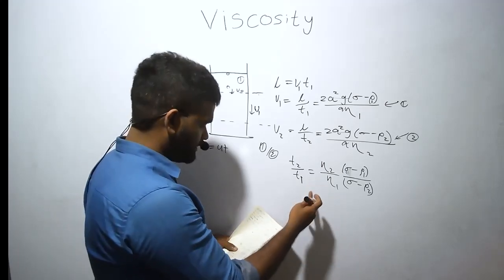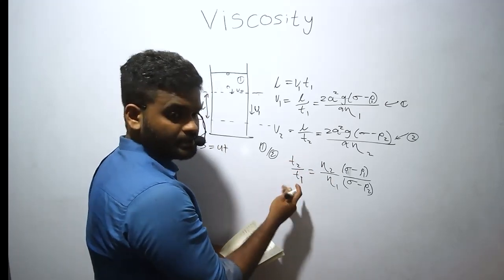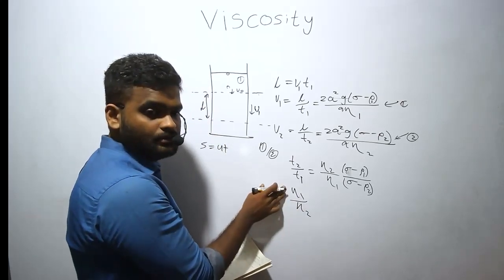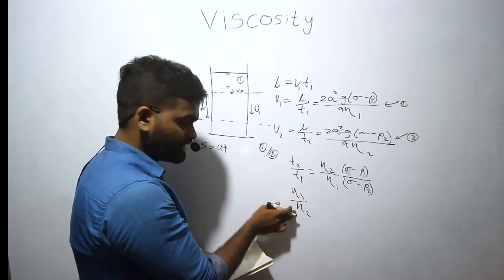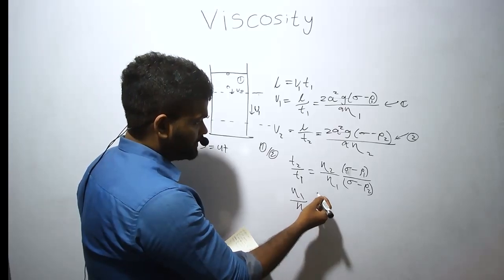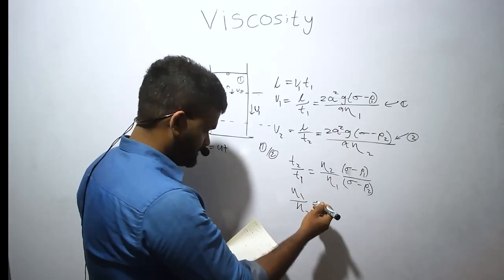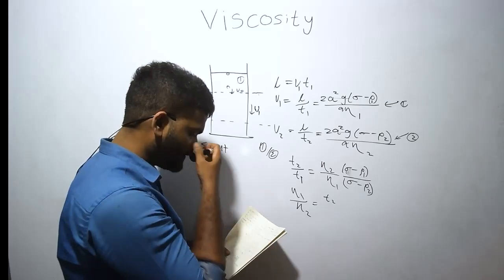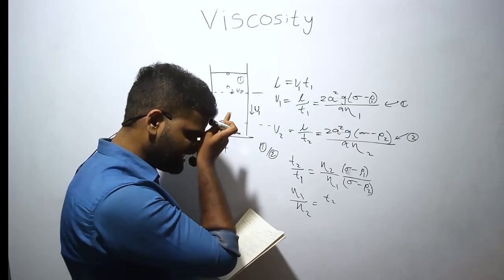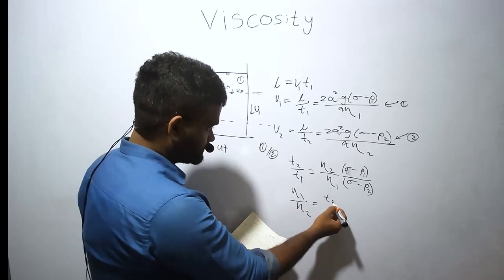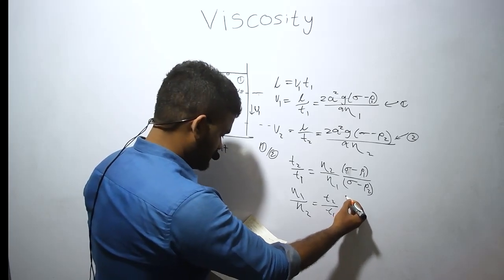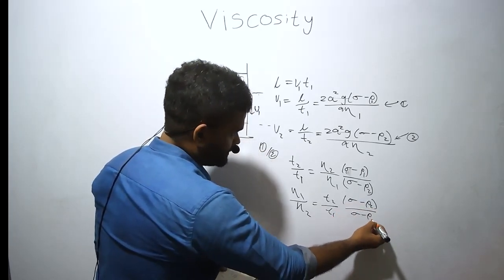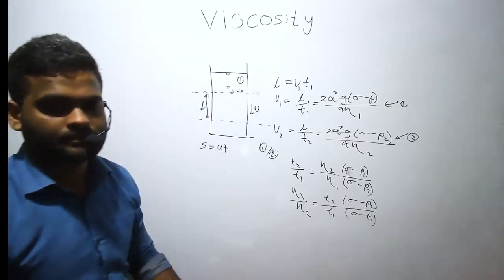So here we have to cross multiply. What we need is to compare these two viscosities, eta 1 and eta 2. Then cross multiply. T2 goes to the other side. T1 times sigma minus rho 2 divided by sigma minus rho 1.